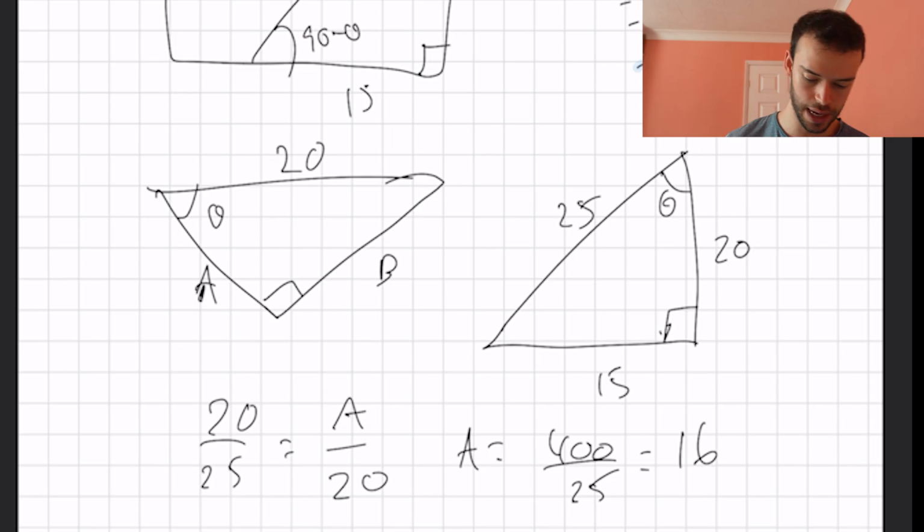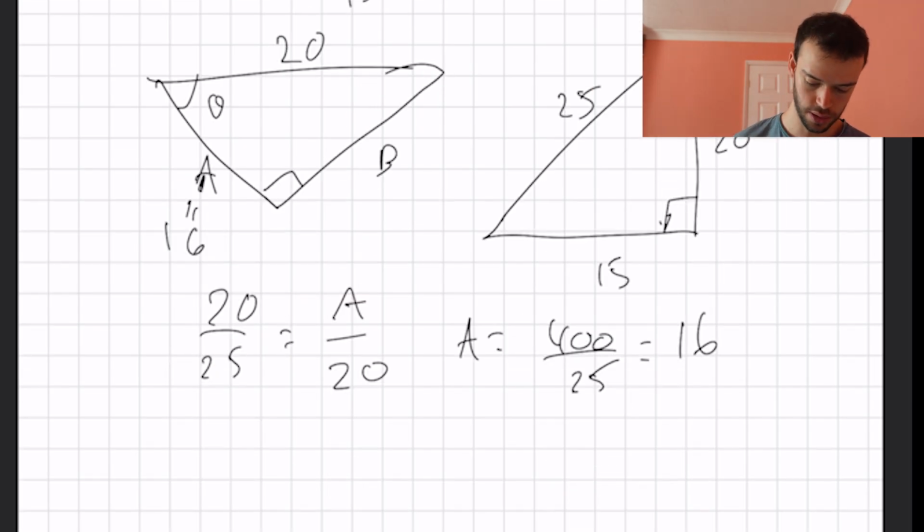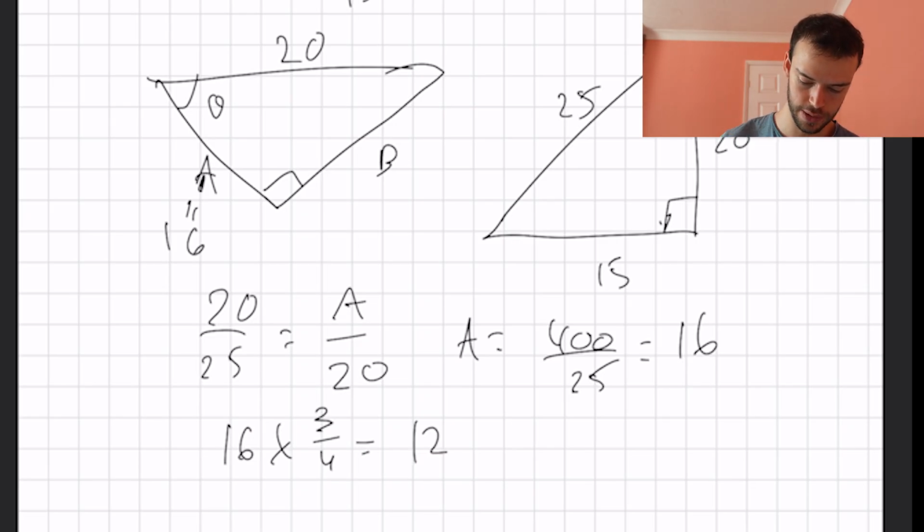So cool, we found that A equals 16. Now I just need to find B. So using the ratios, that's quite easy. We can see that for this triangle here, this length is 3/4 of this length. Therefore, the length B will be 3/4 of A, which is 16. So 16 times 3/4, that's going to be 12. So B equals 12.